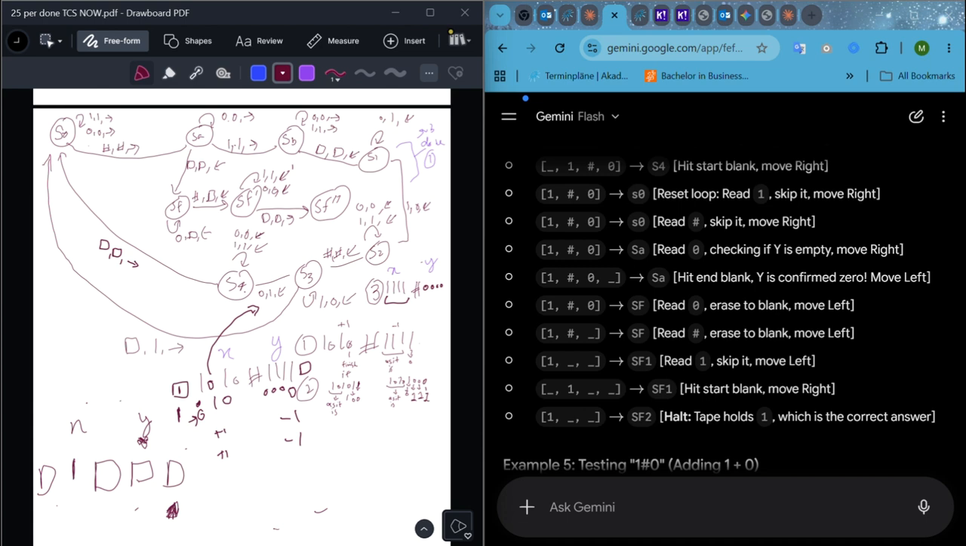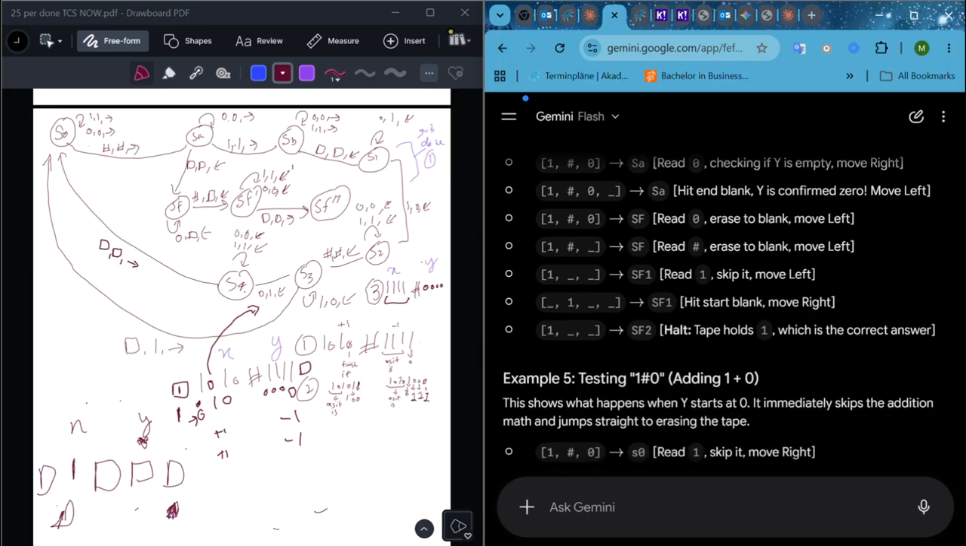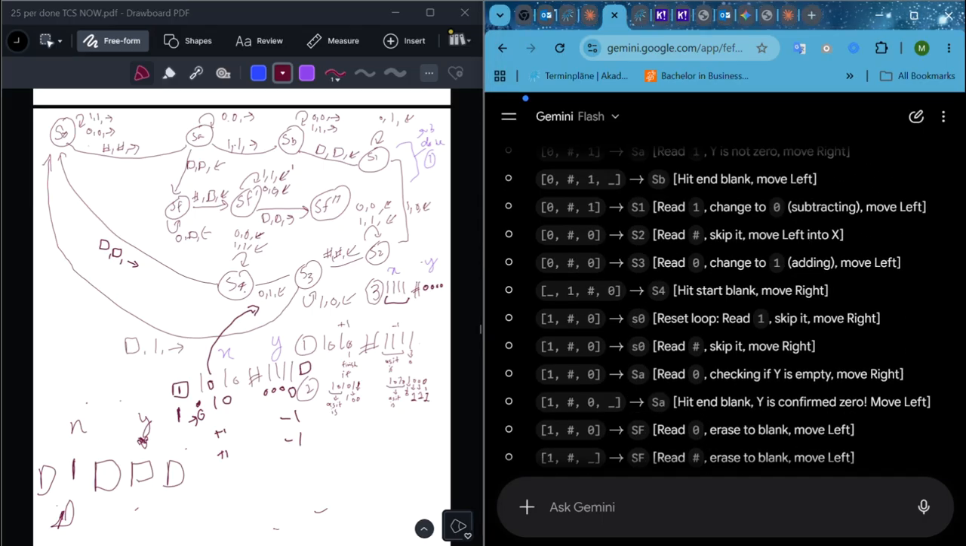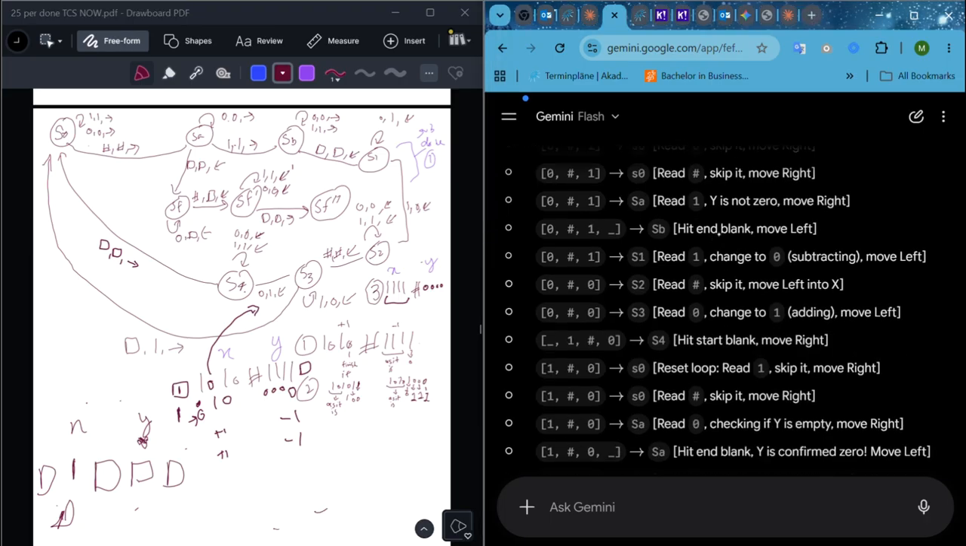The moment it reads a hash, it goes one step right and goes to our final state, which should be the answer, our final answer, which is the correct answer, 1, because it added our string. Our original question was 0 hash 1, so of course this became 0 and this became 1, and we also cleaned the tape afterwards.